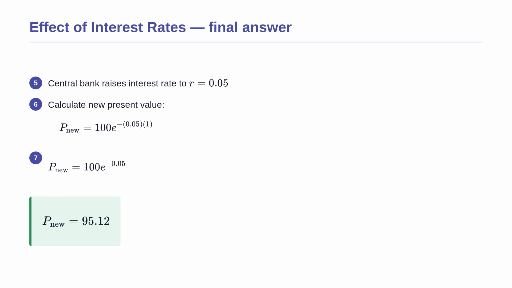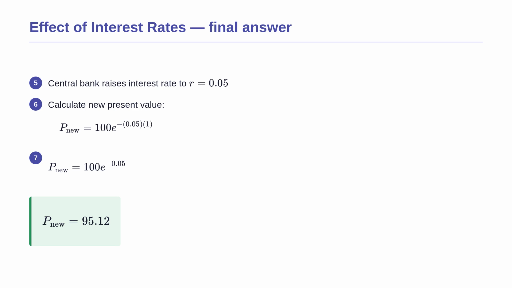Now, suppose the central bank suddenly raises the interest rate to 5%. We substitute this new, higher rate into the formula, keeping the strike price and time exactly the same to isolate the effect. The exponent is now a larger negative number, which results in a smaller final value. The new present value drops to 95.12.